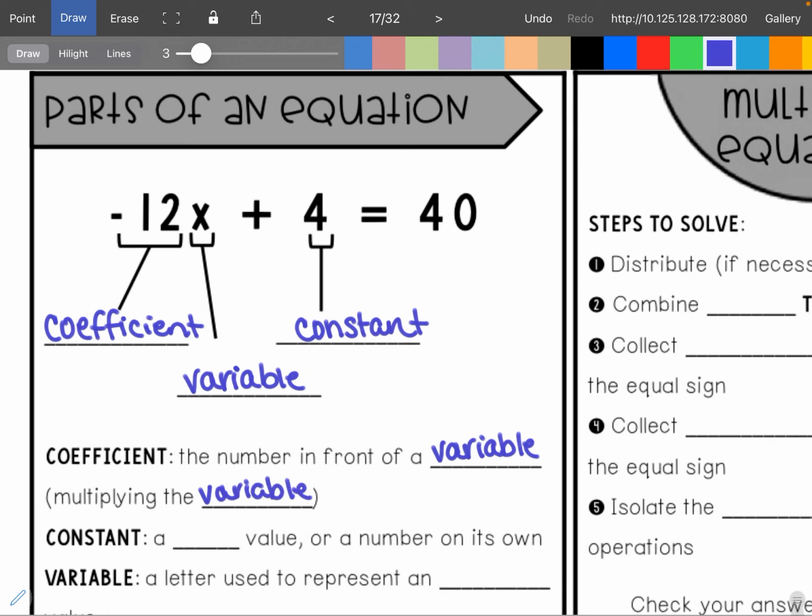The constant term is the fixed value, meaning it never changes, or it's a number on its own. So when I'm looking at negative 12x plus 4, the 4 is the constant, the coefficient is the negative 12. The variable, that is our unknown. We don't know what that is, and in most cases, we're going to be trying to solve for it.